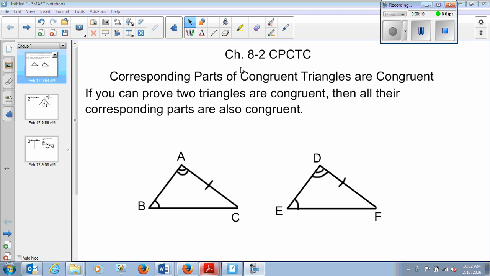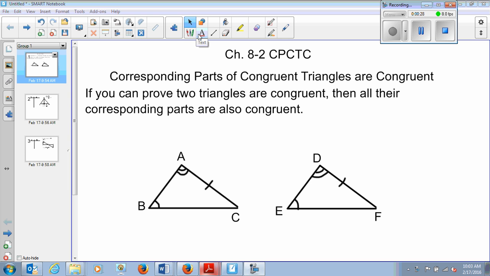What this stands for is that corresponding parts of congruent triangles are congruent. We abbreviate that, since that's quite a bit of words. So we abbreviate it with CPCTC, three C's separated by a P and a T. Basically, this is just adding to what we've done in the past.